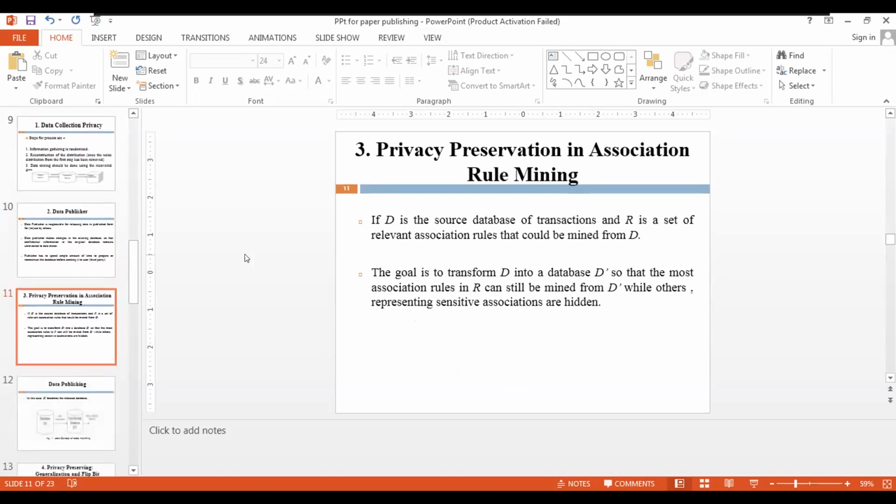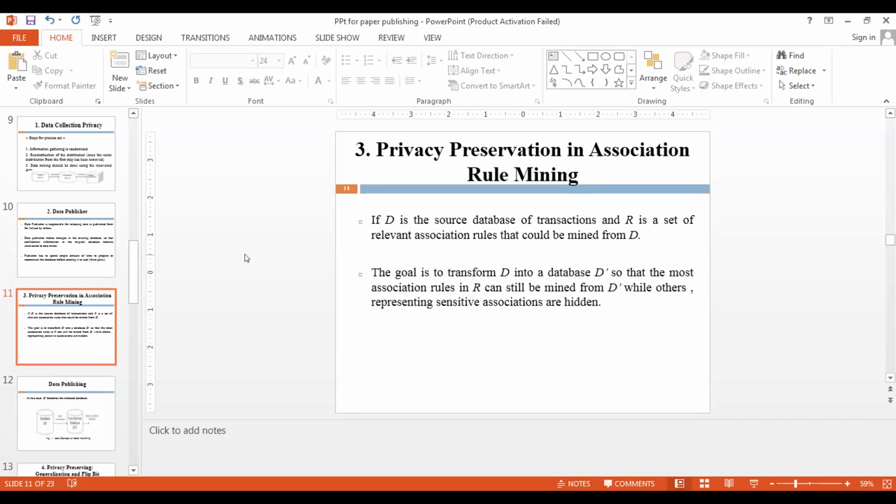In privacy preserving association rule mining, suppose that D is the source database, meaning the main database, and R is the set of relevant association rules, and from that D we can mine the data. The goal will be to transform D into the database D dash, so that most association rules R are still mined from D dash, while other representative sensitive association rules are hidden.